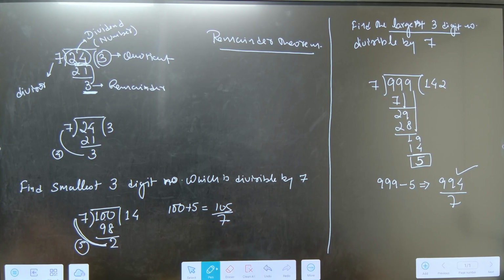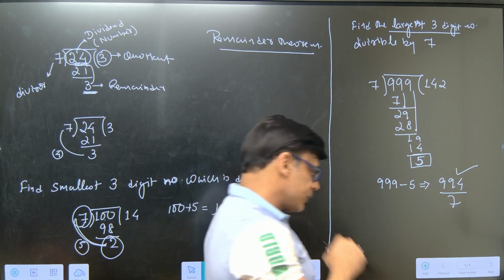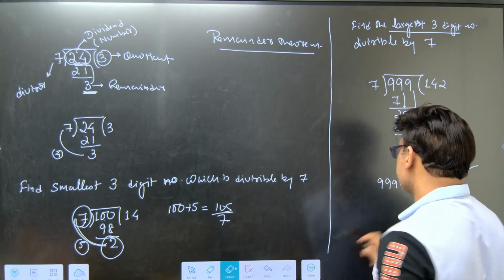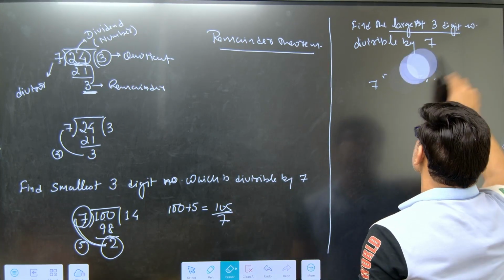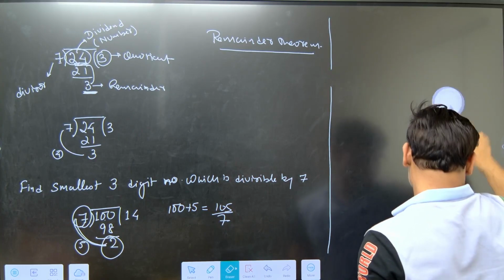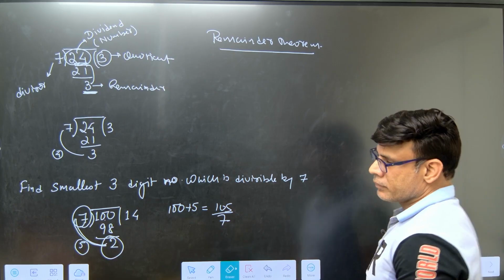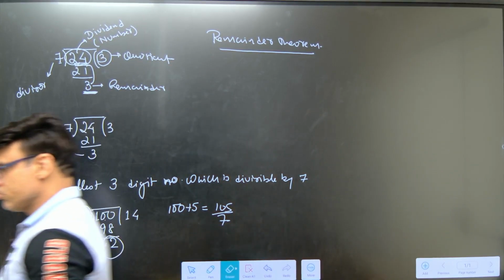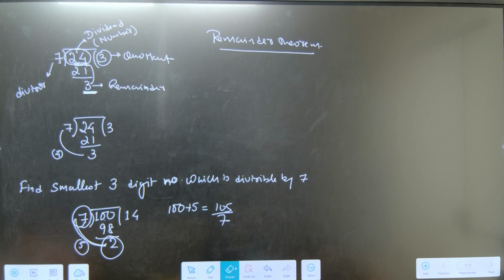So when I ask you largest, then you have to subtract the remainder. When I ask you smallest 3-digit, 4-digit, 5-digit number, then you have to add. And what you have to add? The difference of divisor and remainder. You have to add the difference of divisor and remainder. Understood?